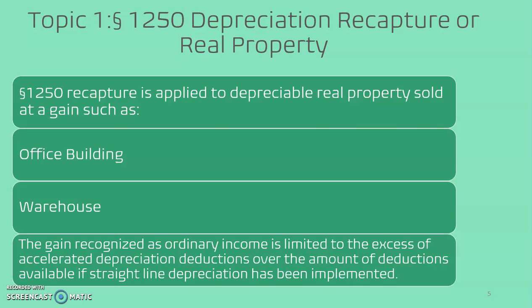First topic is Section 1250 depreciation recapture on real property. Section 1250 recapture is applied to depreciable real property sold at a gain, such as office buildings and warehouses. The gain recognized as ordinary income is limited to the excess of accelerated depreciation deductions over the amount of deductions available if straight-line depreciation had been used.